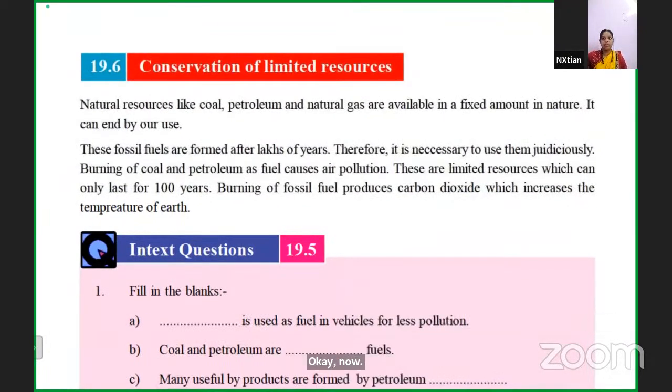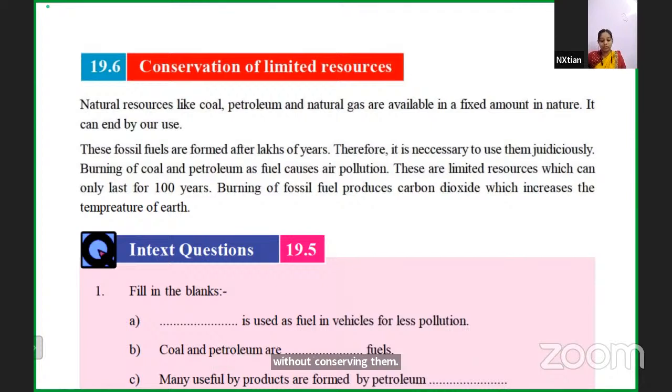Now, conservation of limited resources. Since these natural resources come from nature, we have them in limited quantity. We cannot make them by ourselves, and we cannot keep making them again and again. They are produced on their own, and natural resources are always limited. They are not unlimited that we can use them as much as we want. So because they are limited, we should conserve them. We should practice conservation of natural resources. Natural resources like coal, petroleum and natural gas are available in a fixed amount in nature, and if we keep on using them without conserving them, they might end one day.